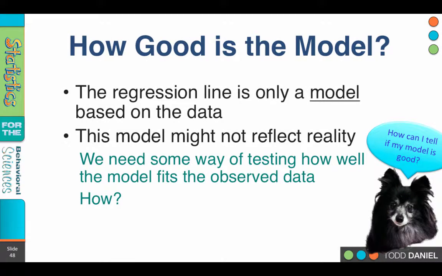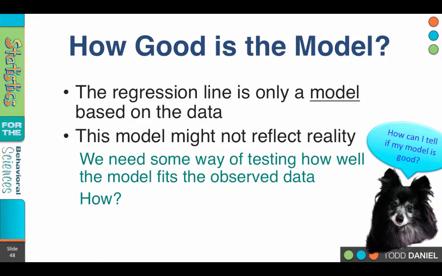The last thing that we want to know is how good is our model? Remember that regression uses the model of a straight line and asks how well the data, which we could see in a scatter plot, fit that straight line. So the regression line is only a model that is based on the data.